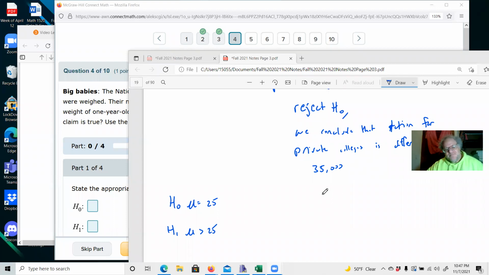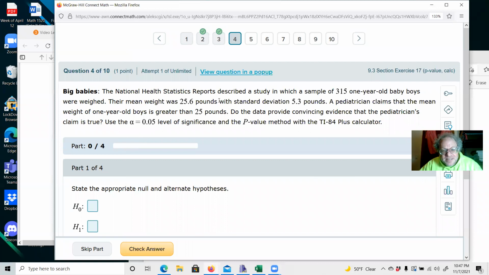All right. So, okay. I think he's 25 pounds. It's a big cat.